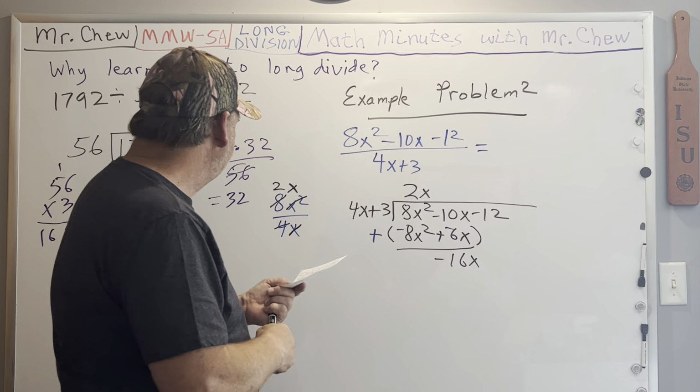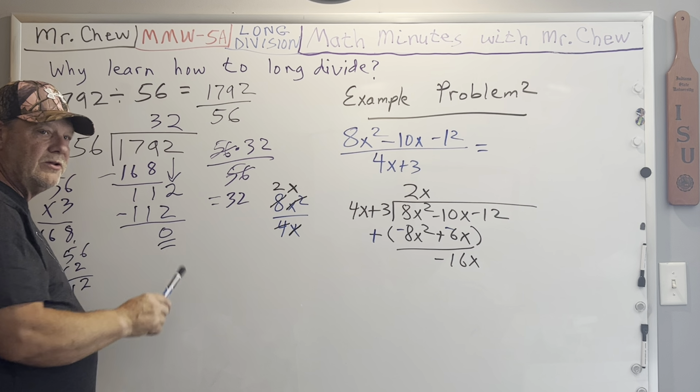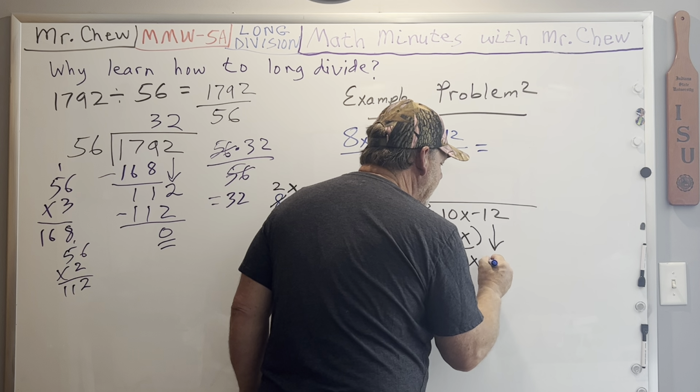All right, so now what did we do after we subtracted this? We brought down the 2. So you're going to bring down the minus 12.